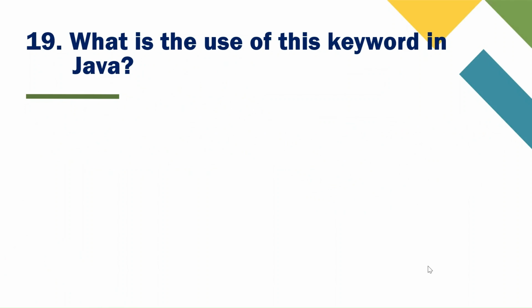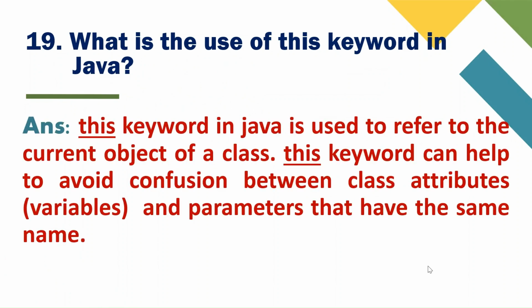What is the use of this keyword in Java? The this keyword in Java is used to refer to the current object of a class. So whenever you are invoking a particular method or accessing a particular variable with the object, if you want to find out the current object, you can go for the this keyword. And one more usage of this keyword is that it can help to avoid confusion between class attributes and parameters that have the same name.